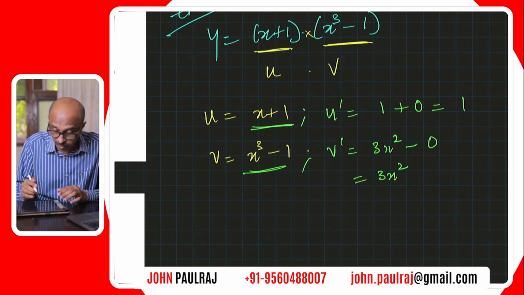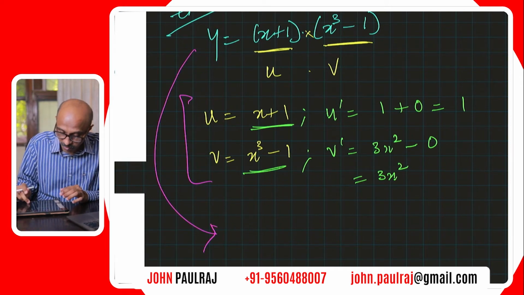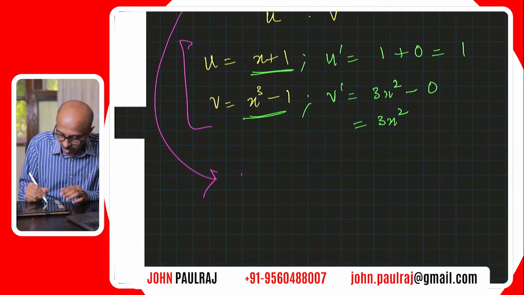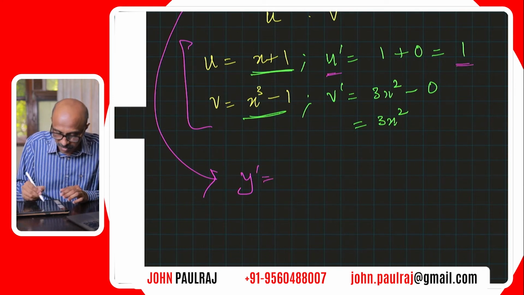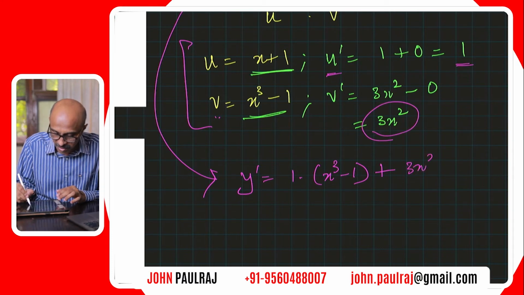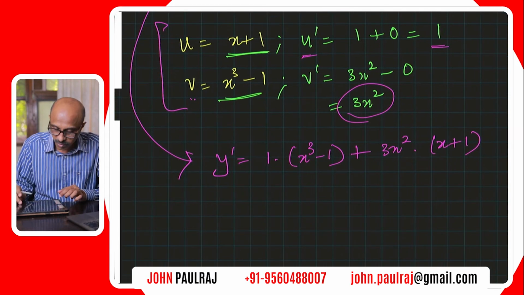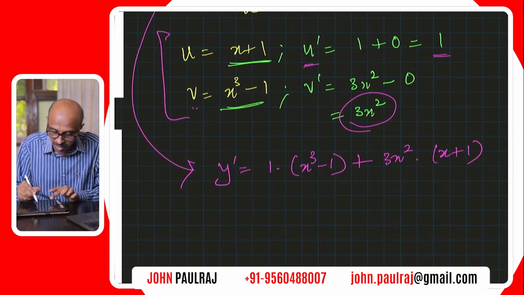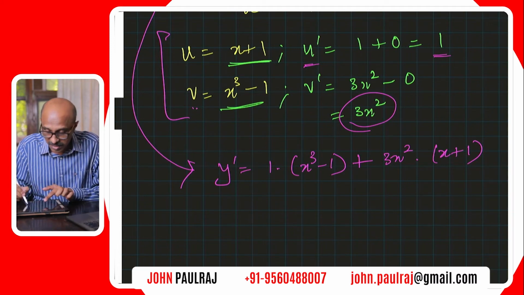Now that's not over. We need to put these things together in the product rule form. So when we do that, the corresponding y prime will be u prime times v. u prime was 1, times v, which is x cubed minus 1, plus v prime, which is 3x squared, times u, which is x plus 1. So be careful how you're using the product rule: u prime times v plus v prime times u.